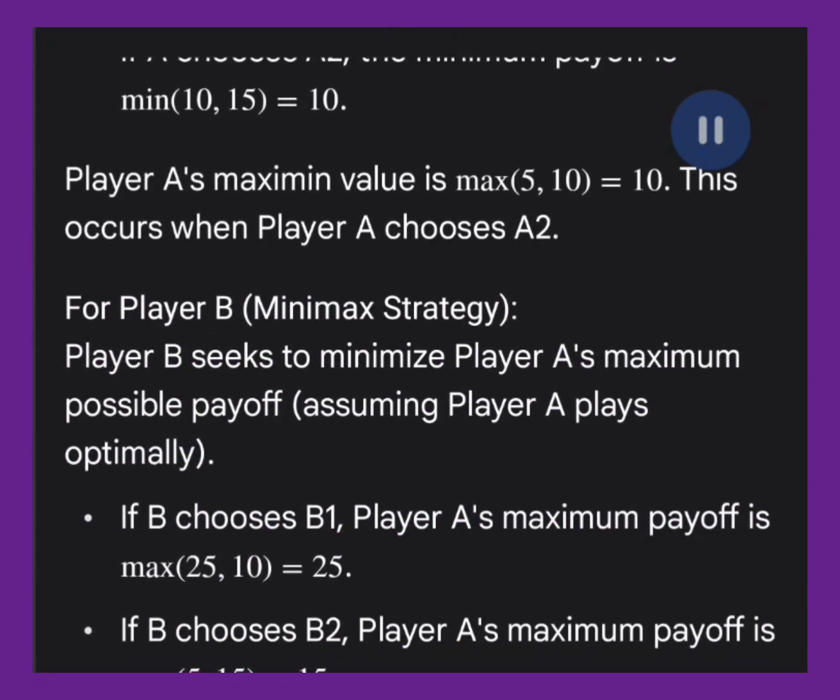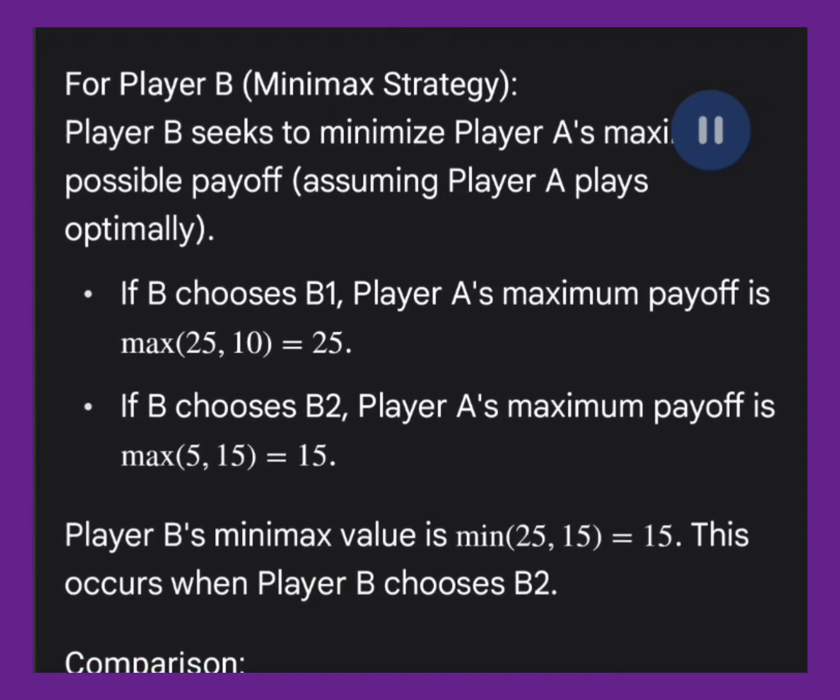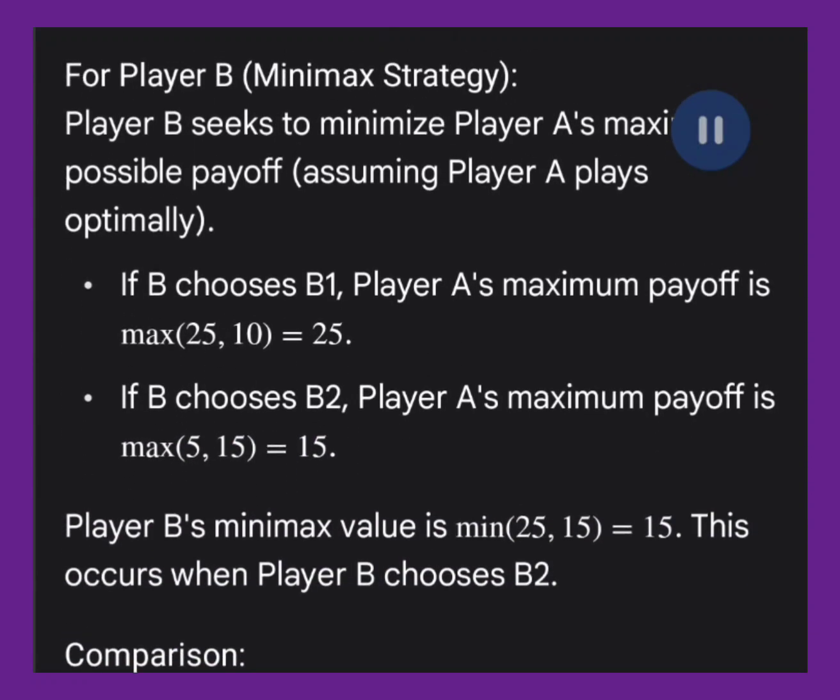For player B, minimax strategy, player B seeks to minimize player A's maximum possible payoff, assuming player A plays optimally. If B chooses B1, player A's maximum payoff is max(25, 10) equals 25. If B chooses B2, player A's maximum payoff is max(5, 15) equals 15. Player B's minimax value is min(25, 15) equals 15. This occurs when player B chooses B2.